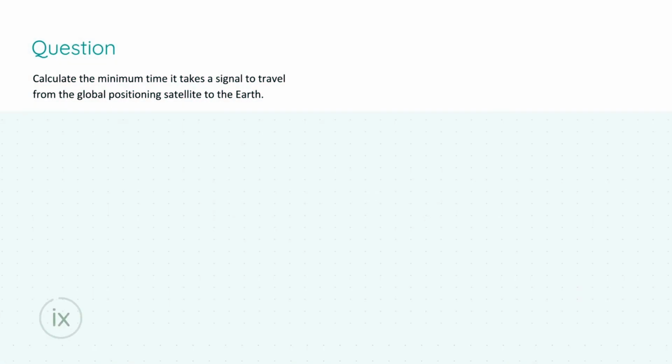And we're asked in this next question to calculate the minimum time it takes a signal to travel from the global positioning satellite to the Earth. One of the key concepts here is the word signal. Now, a signal corresponds to an electromagnetic wave, and this signal will have a specific speed.